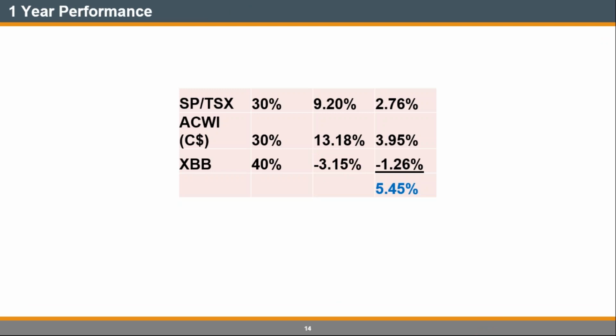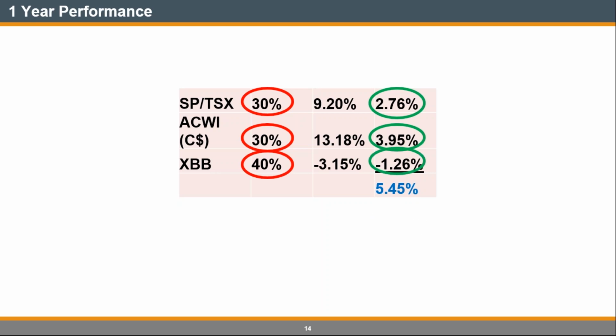Because of the weighting we give each of these indices, we then break it down to determine the combined total return contribution of all three for our blended benchmark. So 30% of the S&P TSX returning 9.2% gives us 2.76%, and similarly for the Canadian dollar ACWI, add 3.95%, and then for the bond part of the portfolio, we are actually taking off 1.26% because of the negative return.